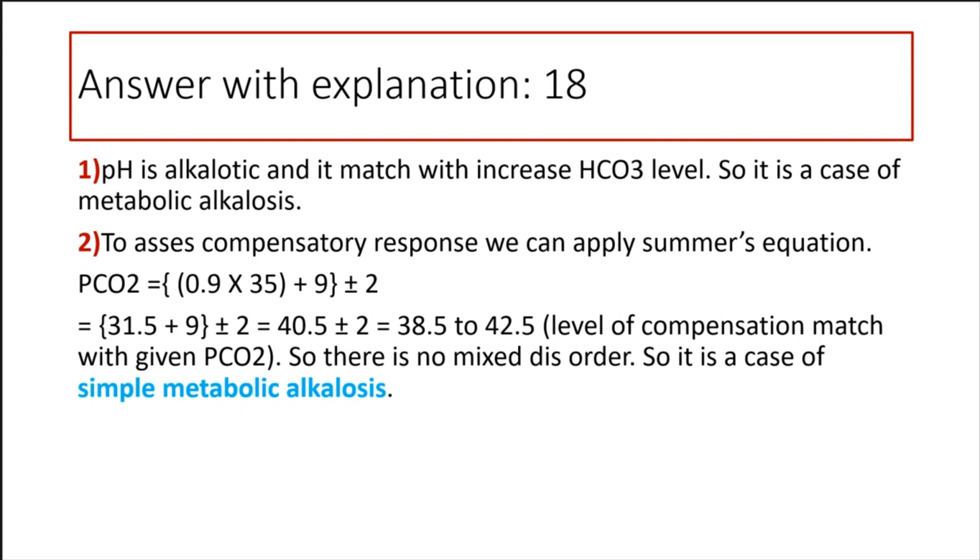2. To see the compensatory response we can apply Winter's equation for metabolic alkalosis. PCO2 equals 0.9 multiplied by 35 plus 9 plus or minus 2 equals 31.5 plus 9 plus or minus 2 equals 40.5 plus or minus 2 equals 38.5 to 42.5. Level of compensation matches with given PCO2. So there is no mixed disorder. So it is a case of simple metabolic alkalosis. 3. Example, use of diuretics, vomiting.